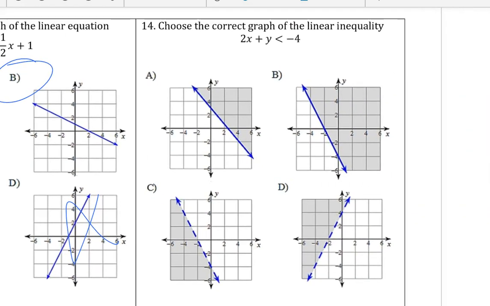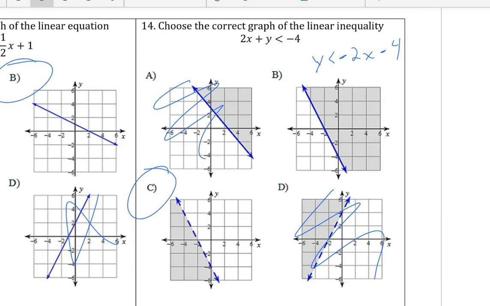All right, we need to get y by itself here. So I'm going to subtract 2x from both sides. So I have y is less than -2x minus 4. So I have a y-intercept of -4. No way. No way. Maybe, maybe. And now I need a dashed line because it's strictly less than. So our choice is C.